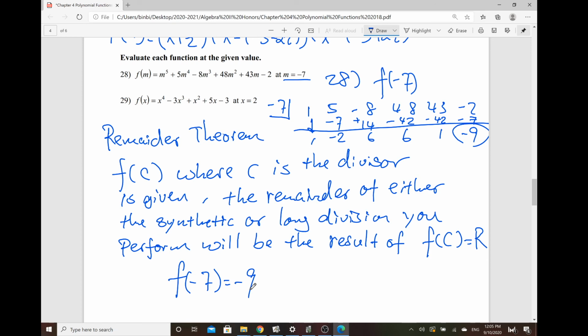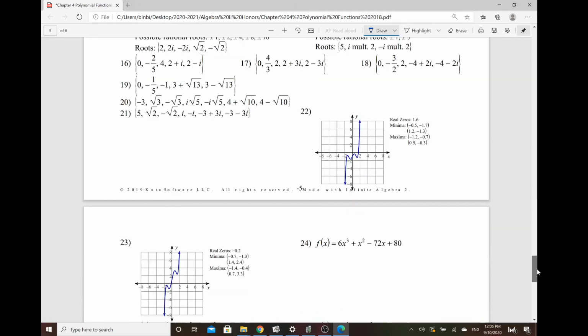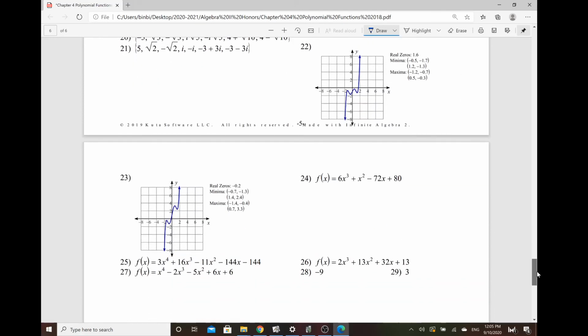So how do I verify this? You can always plug in a number and put it into the calculator to find out exactly what that is. Eventually the result is -9. So let's check number 28 down at the bottom. The solution right here is -9.